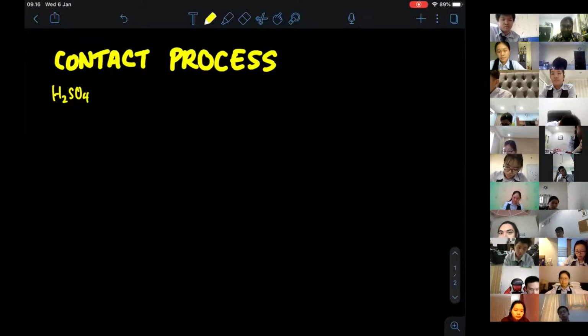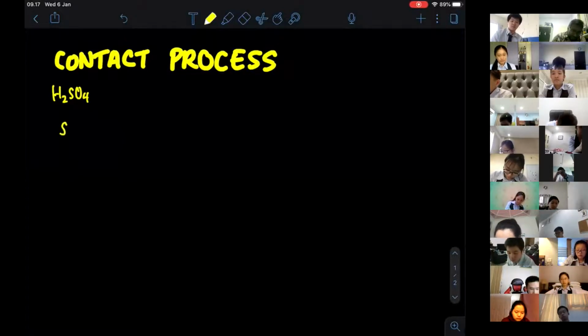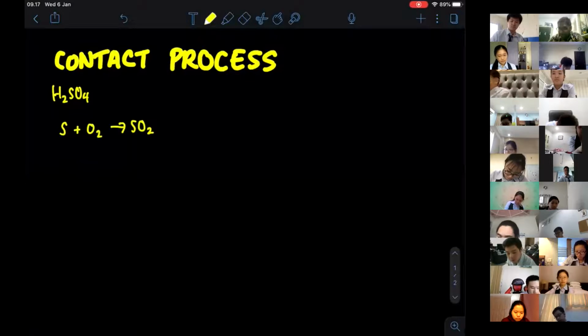Okay, but we will focus on one particular step. So I will write down all the steps first. It starts from sulfur plus oxygen, which gives you SO2. It's a straightforward reaction. Sulfur you oxidize with oxygen, it gives you SO2.